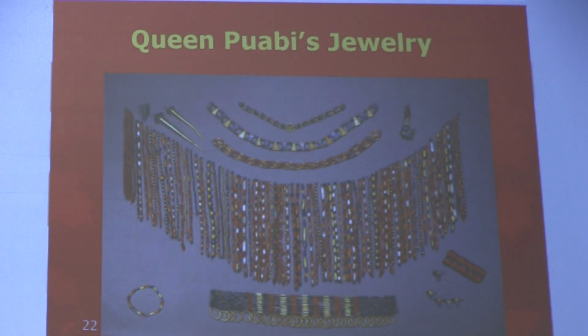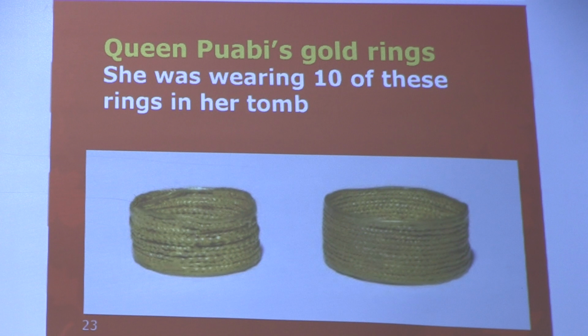Okay, this is again her cape. These are the rings, probably made out of very thin gold wires, and she was wearing one ring on every finger. She had 10 of them in all on her fingers.